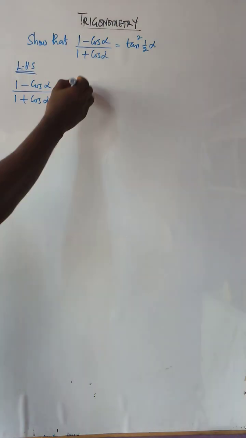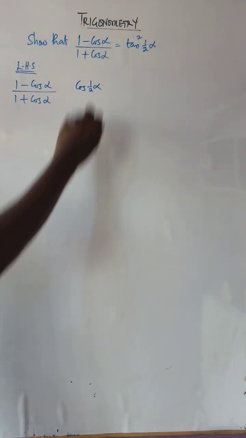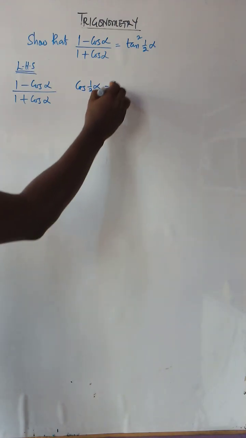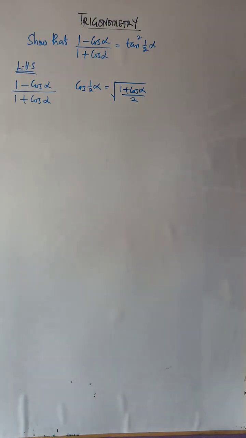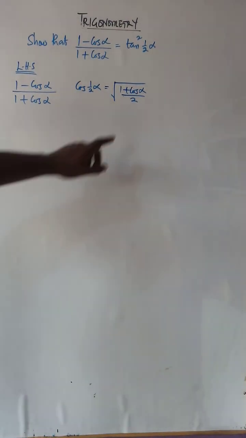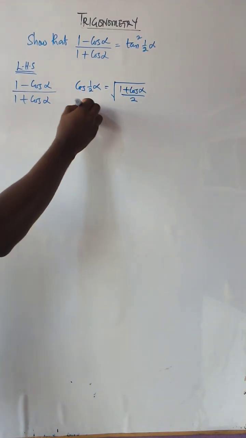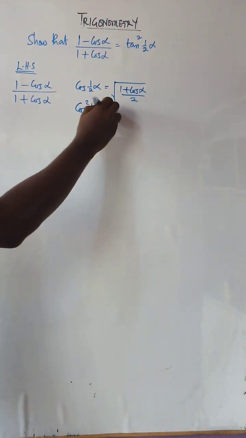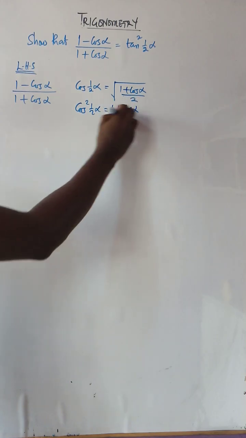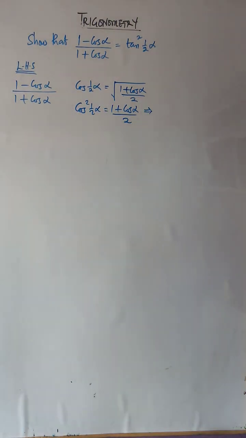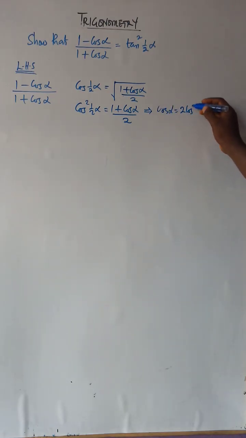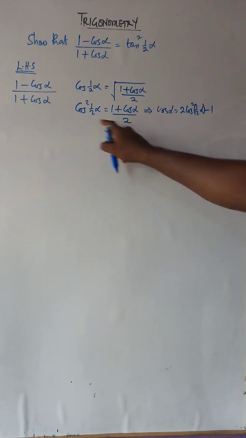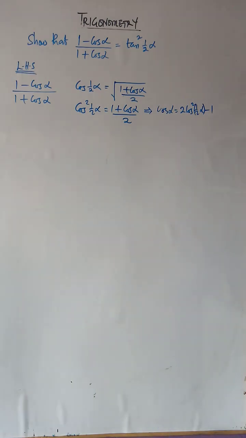So we know that cos half alpha equals the square root of 1 plus cos alpha over 2, if you recall from the identity. But what we need is actually cos alpha. So if you square both sides, it implies that cos square half alpha equals 1 plus cos alpha over 2. And from here, if you make cos alpha the subject, we are going to get that cos alpha equals 2 cos square half alpha minus 1. Multiply this one by 2, we move on from it. So what next? We can now come back to this relation.